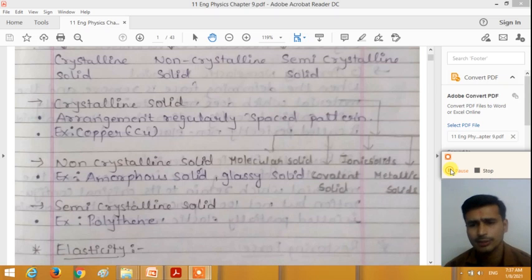So no need to discuss more detail about this type of crystalline solid, semi-crystalline solid, non-crystalline solid, or molecular solid; all those things you will study in the chemistry portion. Now the important point in this chapter is: what is the effect of force on this type of solid? When we apply a force on the solid, what effect do we observe?